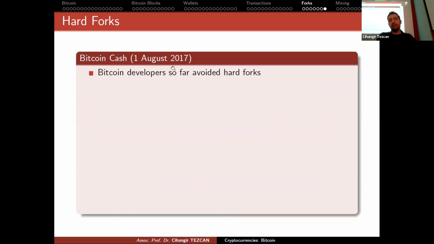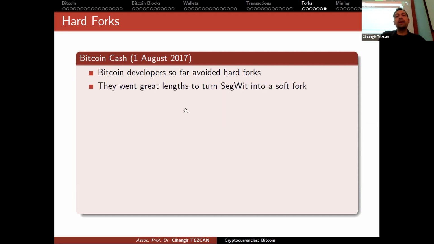When the developers wanted to have the SegWit upgrade, and this way improve the block size from 1 megabyte to 4 megabytes in a virtual way, some people said that this is not the best solution. So they said that they're not going to upgrade to SegWit, and instead they will make a hard fork. Bitcoin developers so far avoided hard forks. They went to great lengths to turn SegWit into a soft fork.